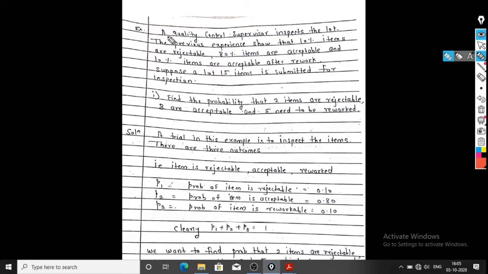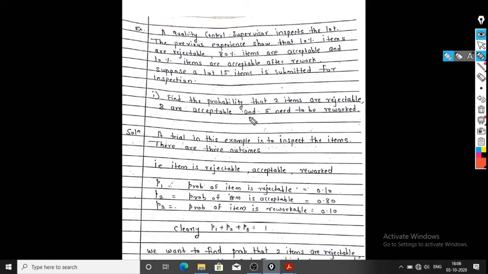Consider the example. A quality control supervisor inspects a lot. Previous experience shows that 10% of items are rejectable, 80% of items are acceptable, and 10% of items are acceptable after rework. Suppose a lot of 15 items is submitted for inspection. Find the probability that 2 items are rejectable, 8 are acceptable, and 5 need to be reworked.